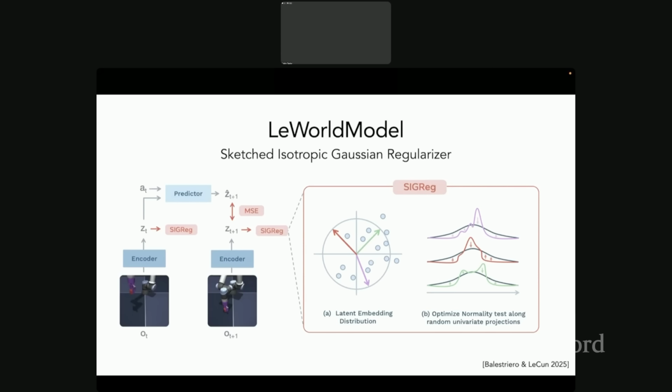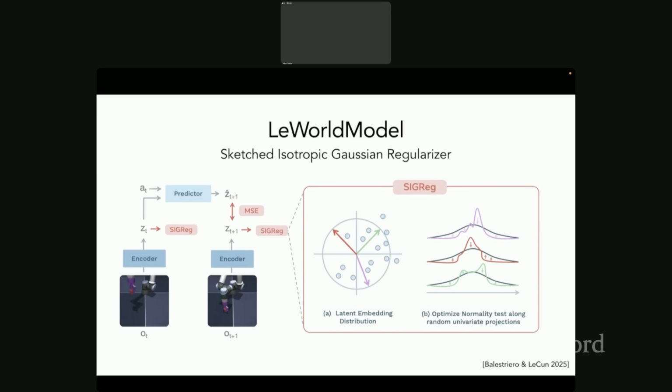Basically, we use a simple regularization called SIGReg, for Sketch Isotropic Gaussian Regularizer, that Randall and Yann LeCun introduced last November, I think, if I'm correct. And the idea is very simple. The math is a bit tricky, but I invite you to read the paper. It's a very nice paper. But the idea is very simple.